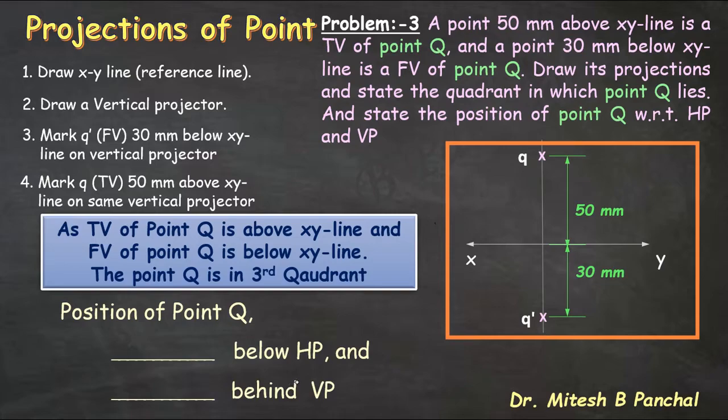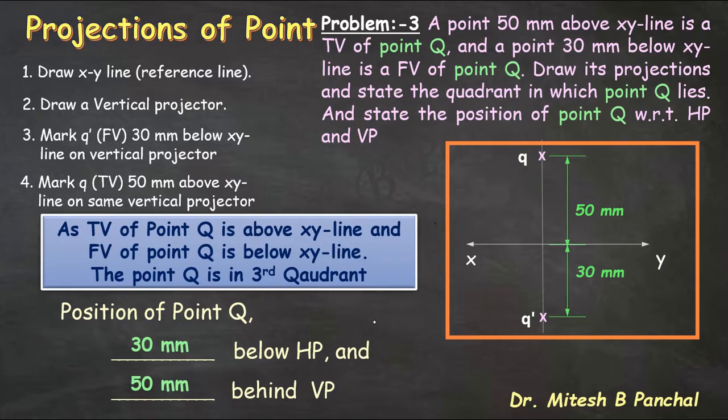So, as per the second point, we know that dimensions with respect to HP are visible in the front view. So, here the front view is 30 mm below XY. So, point Q is 30 mm below HP. Now, we will write the position of point Q, how far it is behind VP. So, for that, we have to find out the dimension of the top view, that is 50 mm. So, point Q is 50 mm behind VP, right?